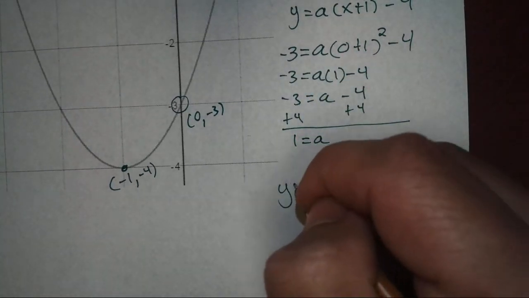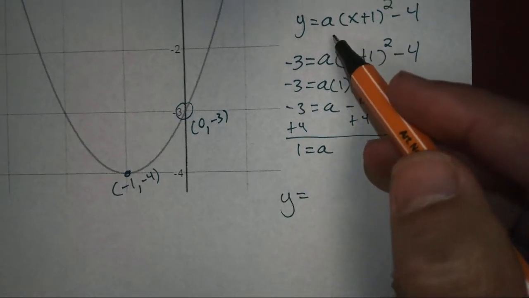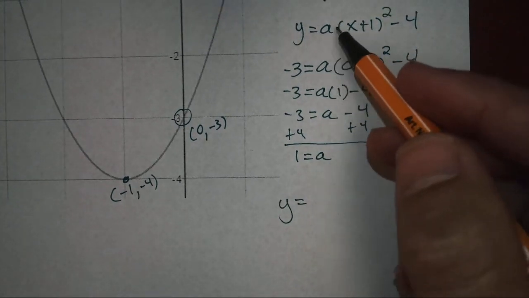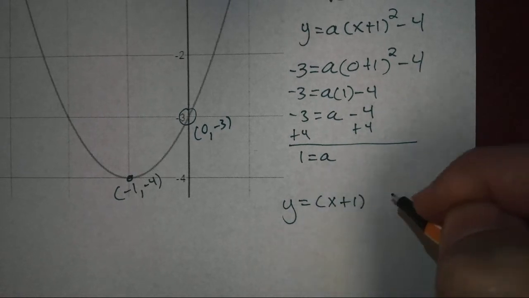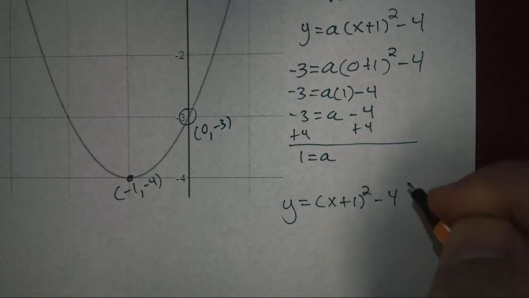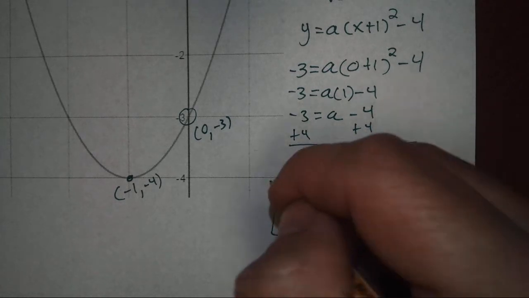So therefore, we can say y is equal to, we can put a 1 in here if we want to, or it's not needed, it's just understood it's there. So x plus 1 squared minus 4. And that's in vertex form.